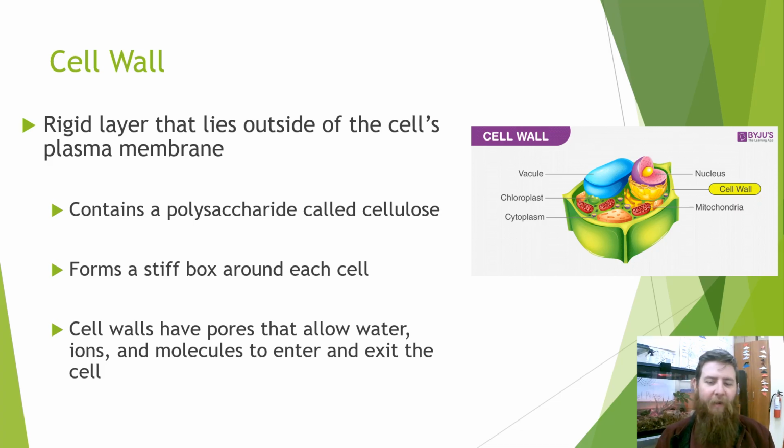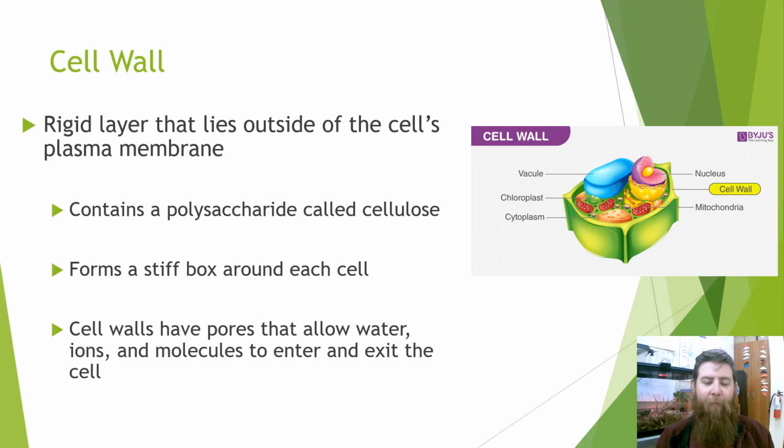The cell wall is a rigid layer outside of the cell plasma membrane. It has a polysaccharide called cellulose that is not made in animals, but it forms a box around each cell, and that's actually what Robert Hooke was seeing when he was looking through that microscope.